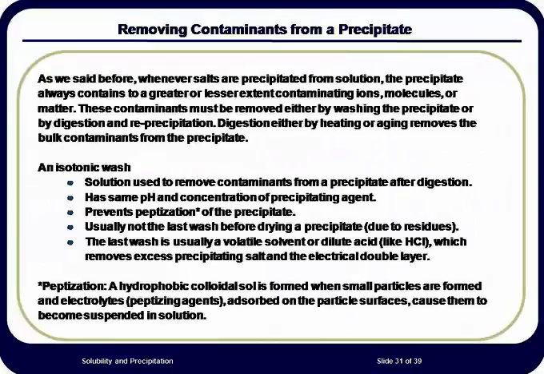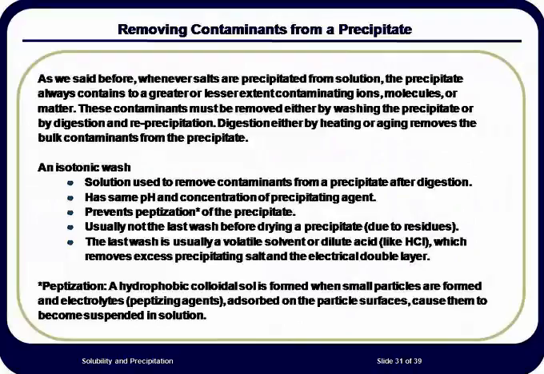Anytime a precipitate is formed, there will be materials that contaminate the precipitate. There are different techniques that are used to purify the precipitate of these unwanted materials. One of the most common and rapid ways to purify the precipitate is by using an isotonic wash.